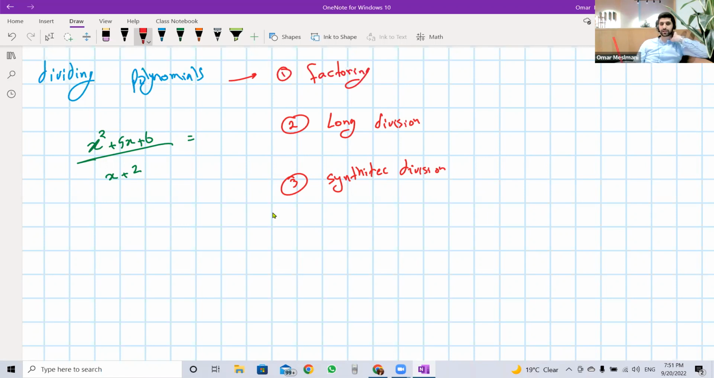All right, let's start by factoring first. Once you have a question and you're able to factor it, factoring is the best way if you are good with factoring. If you are good with factoring, use the factoring way.